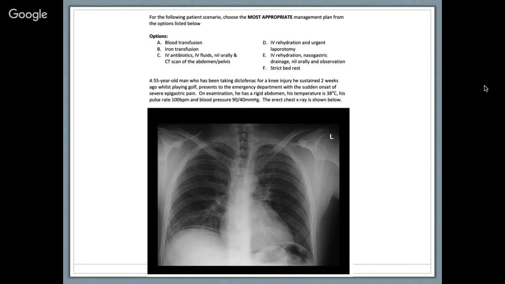Yeah, perfect. So they are giving it to you in history, but you don't even need to read the stem. All you need to do is look at this and see that there is gas under the diaphragm, so something has perforated. That is a surgical emergency. They need to have an urgent laparotomy. So obviously read the stem, but if you ever see this chest x-ray, the patient pretty much needs surgery.